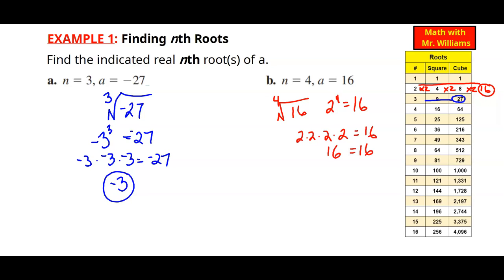So the index is 4, and it's an even number, and it's greater than 0. So 16 has two real fourth roots. 2 to the fourth equals 16, and negative 2 to the fourth would also be 16. So if I multiply that one out, all the negatives would end up canceling out, giving me 16 equals 16 as two positive numbers. So the fourth root of 16 would be negative 2 and a positive 2 for my answer.